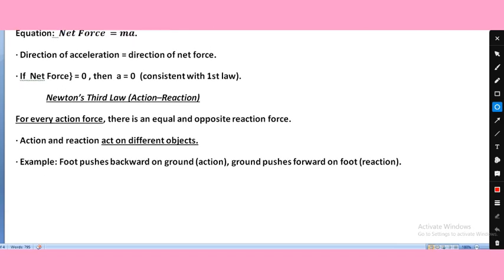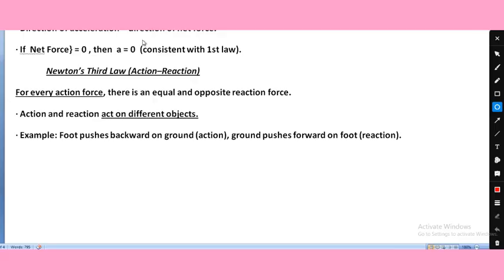Newton's third law of motion states that for every action force, there is an equal and opposite reaction force. When a given object exerts a force on another object, that object, the receiver of the force, also exerts an equal force on the first one. Action and reaction act on different objects.